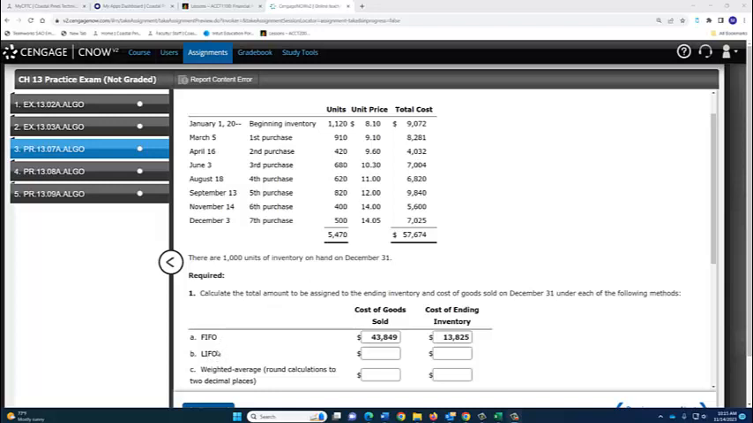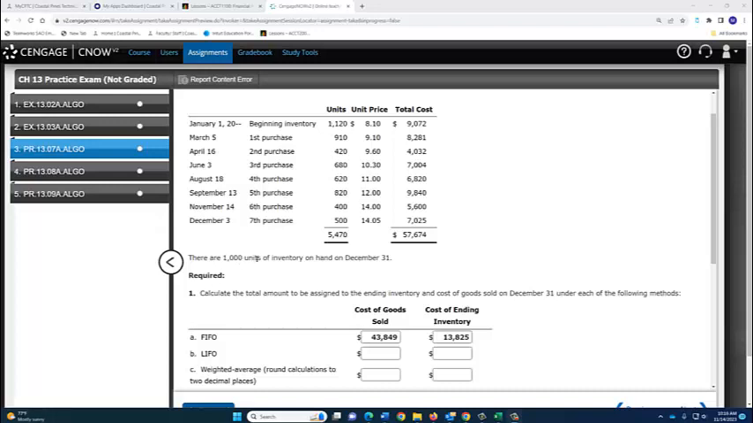Now let's do the LIFO method, the last in, first out. And it's kind of the opposite of first in, first out. With first in, first out, the first items in are the first items sold. With last in, first out, the last items that we purchased are the first sold. So in other words, we're selling all our new inventory and assuming that we're leaving our old inventory on the shelf.